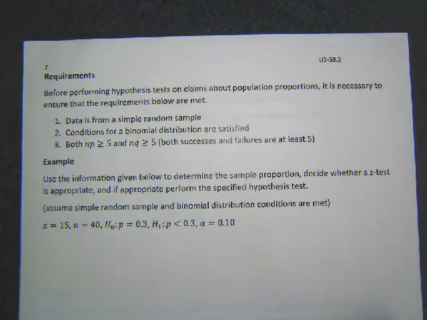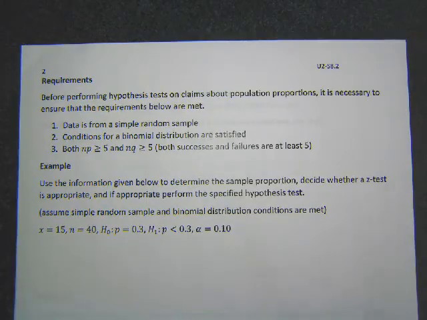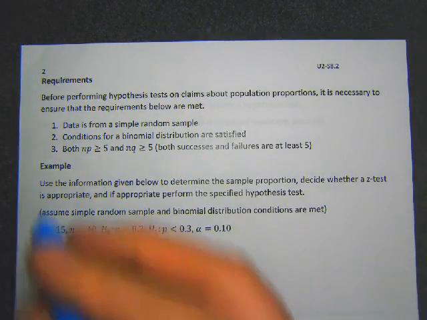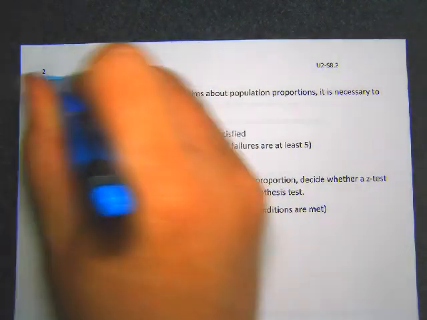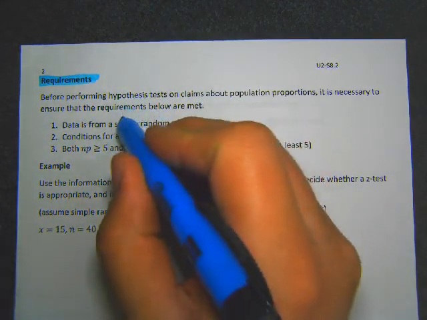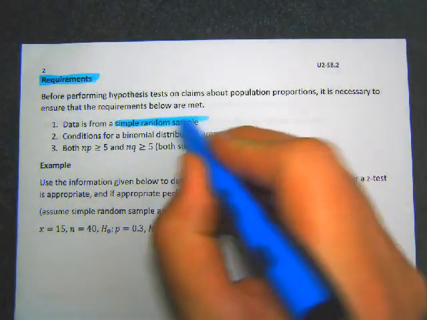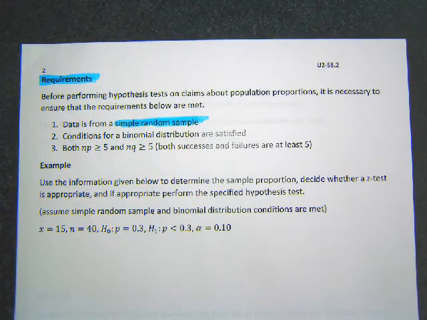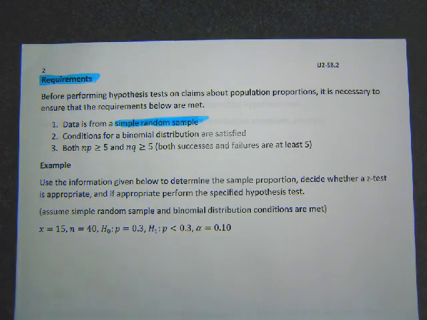Now remember, before you do a hypothesis test, we do have those requirements. So these are the requirements that must be met before you're really allowed to do a hypothesis test. The data has to be a simple random sample. So it's just the way you collect your data. If you had data that wasn't collected properly, you can't really do a hypothesis test.